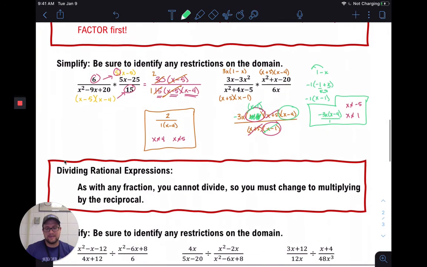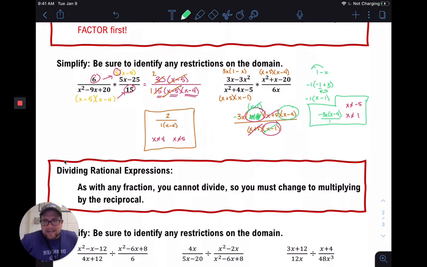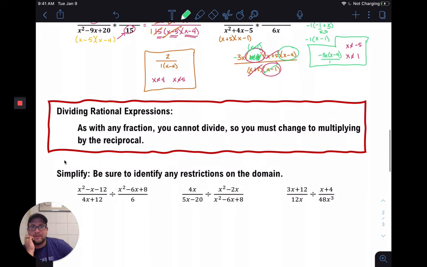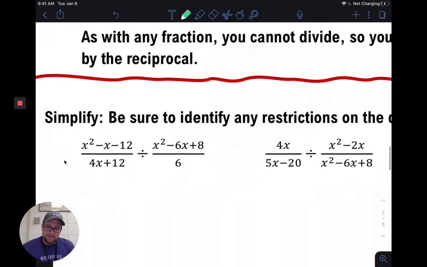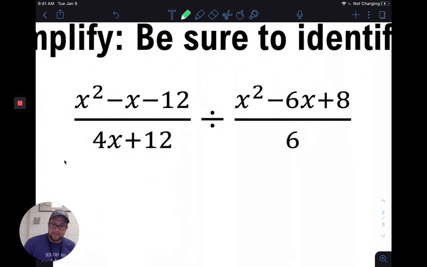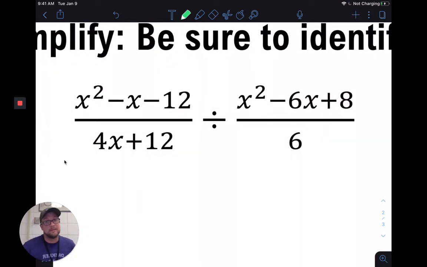Let's look at the last type. It's very similar to multiplying, but it's dividing. Now, in order to divide, it says, as with any fraction, you cannot divide. So instead, the way we divide fractions is actually by multiplying by the reciprocal. So in this problem, again, our directions are to simplify and make sure we restrict our domain. Here's how we are going to tackle this. We're going to first start by, you guessed it, factoring.